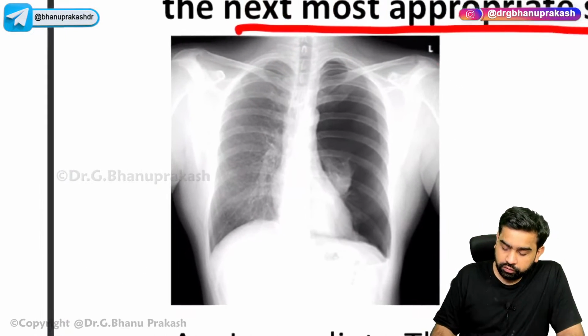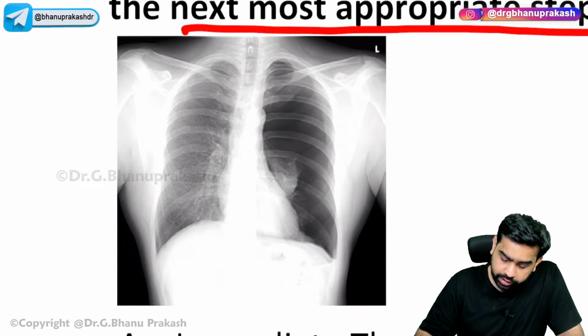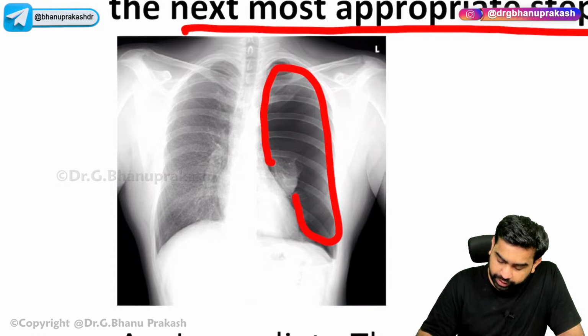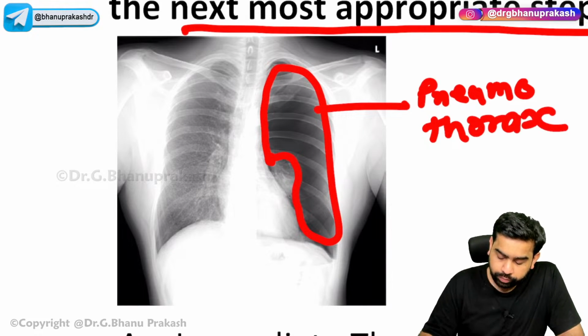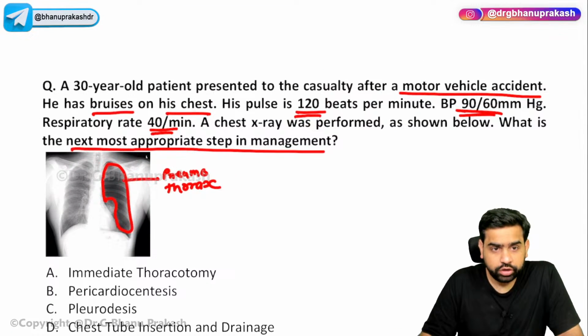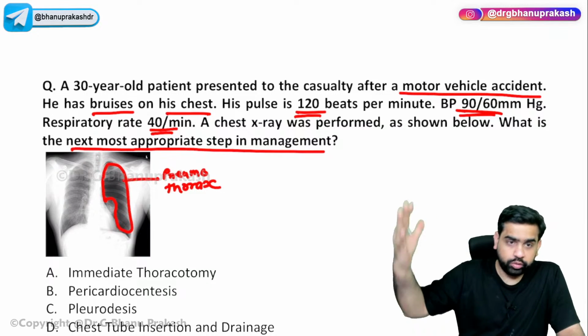I'll just zoom in. Look at the image. What is the diagnosis over here? The diagnosis is that there is a pneumothorax. From the X-ray, you get to know that the patient is having a pneumothorax. The lung has become very, very black. That is what a pneumothorax is.